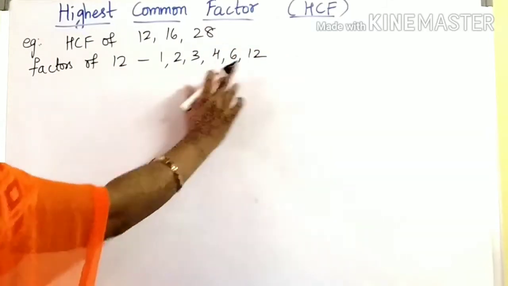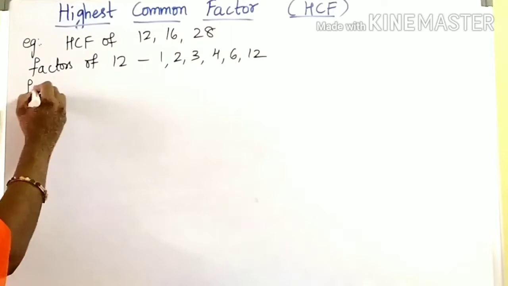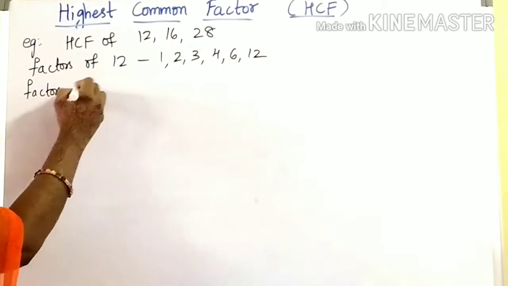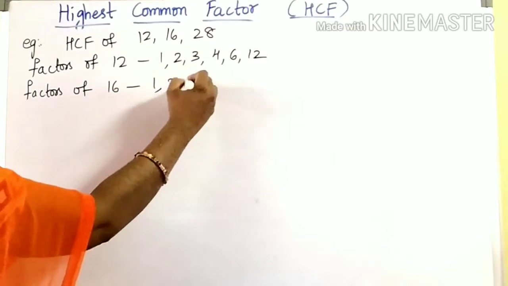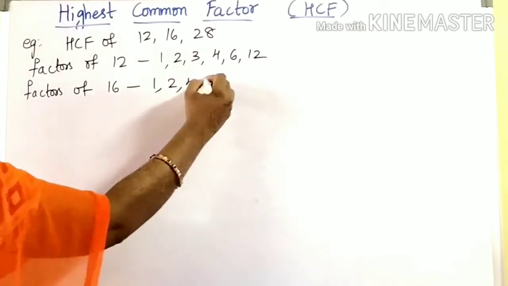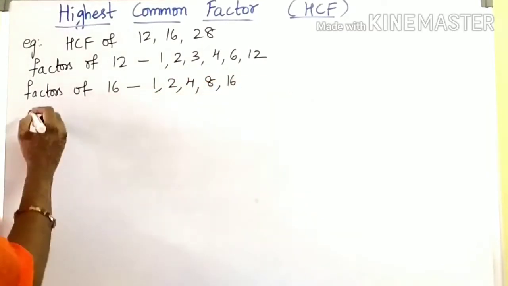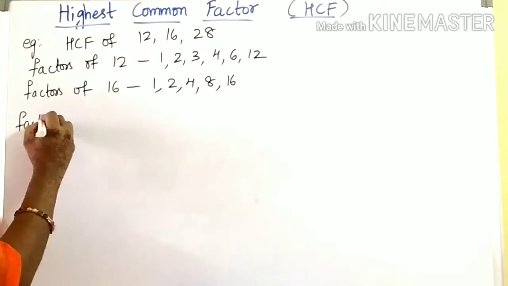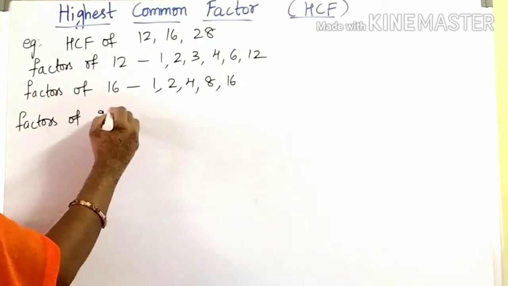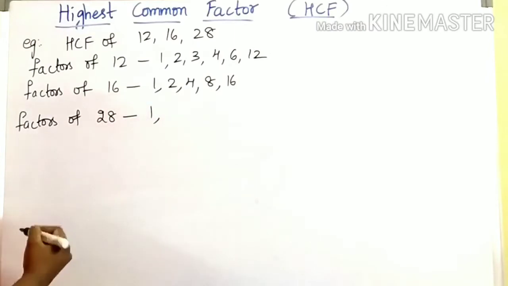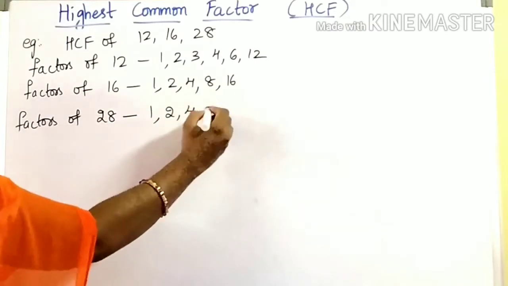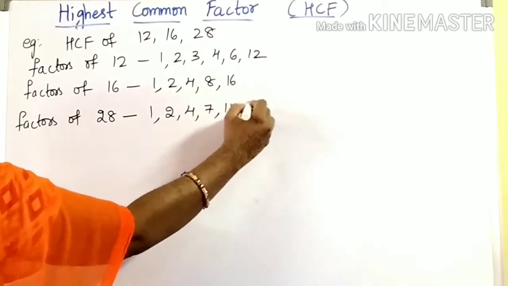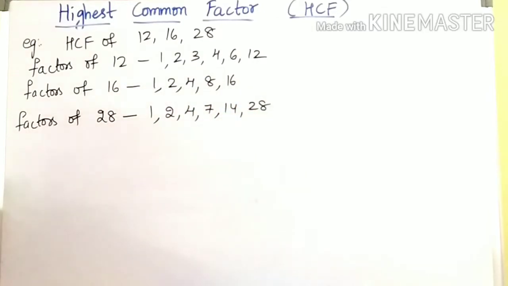So 12 will go in all these numbers. Next you find factors of 16. 16 will go in 1, 2, 4 4s are 16, 8 2s are 16, 16 1s are 16. Next to find out factors of 28. 28 will go in 1 table, 2 table, 4 7s are, 7 4s are, 14 2s are, 28. So here I got the factors of 12, 16 and 28.